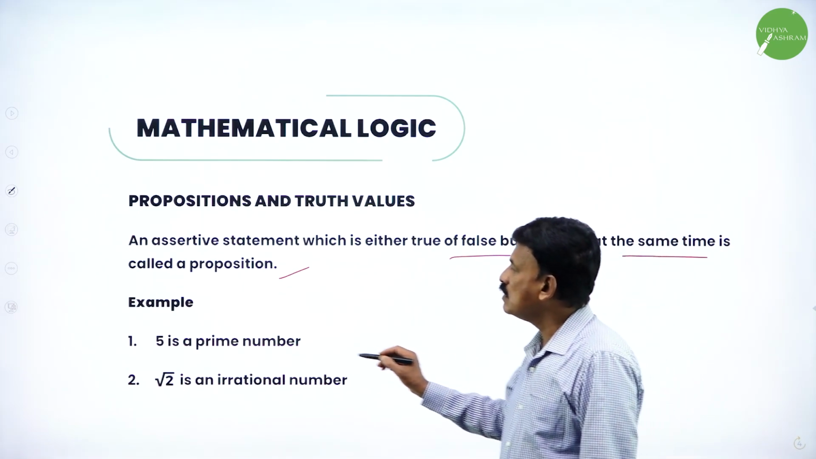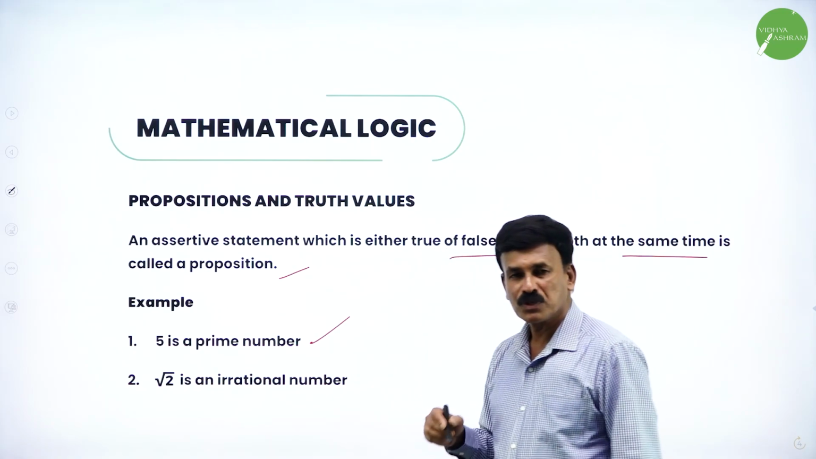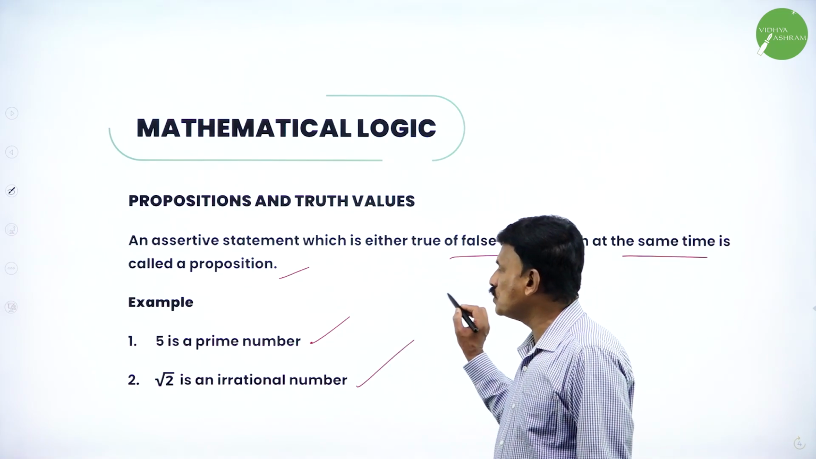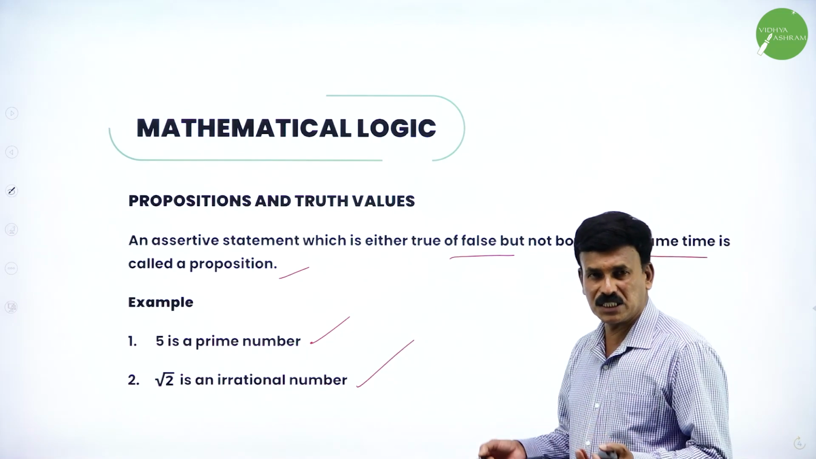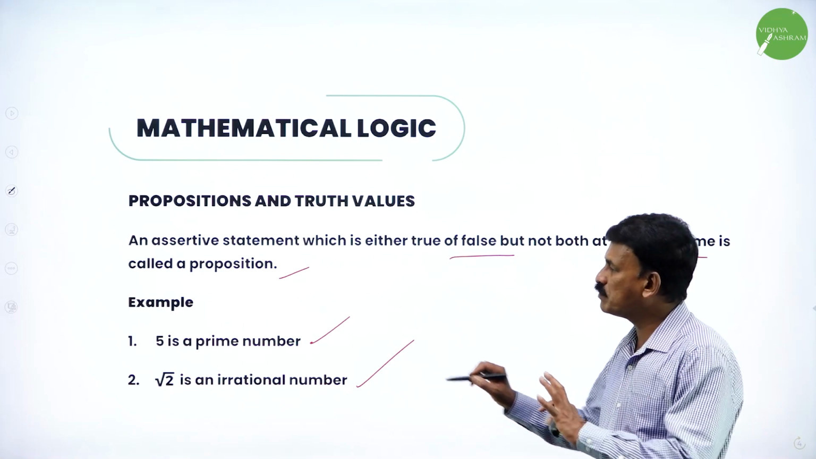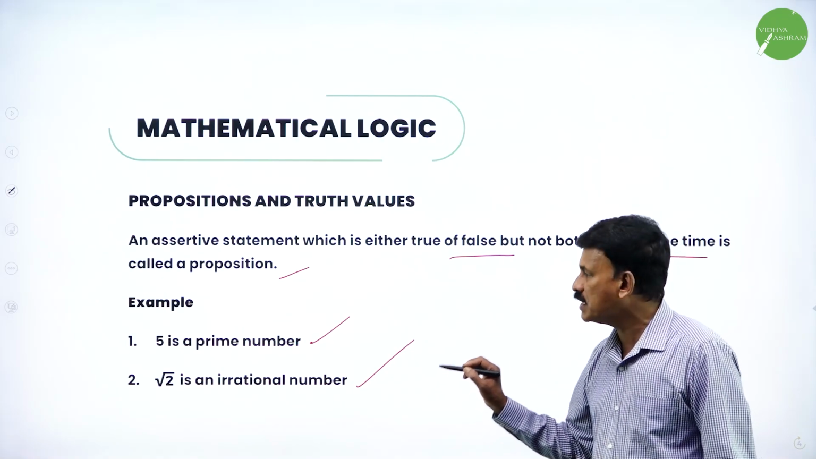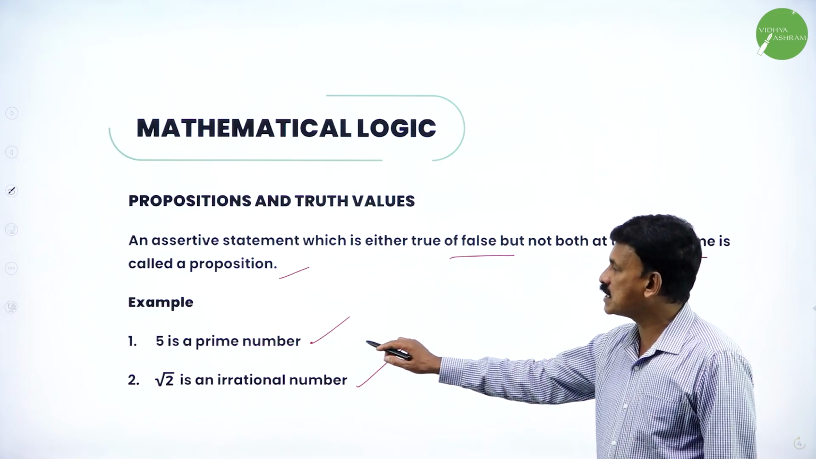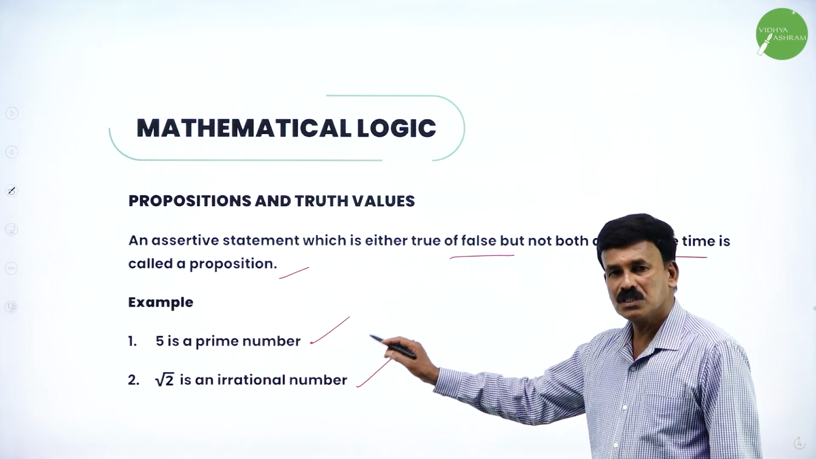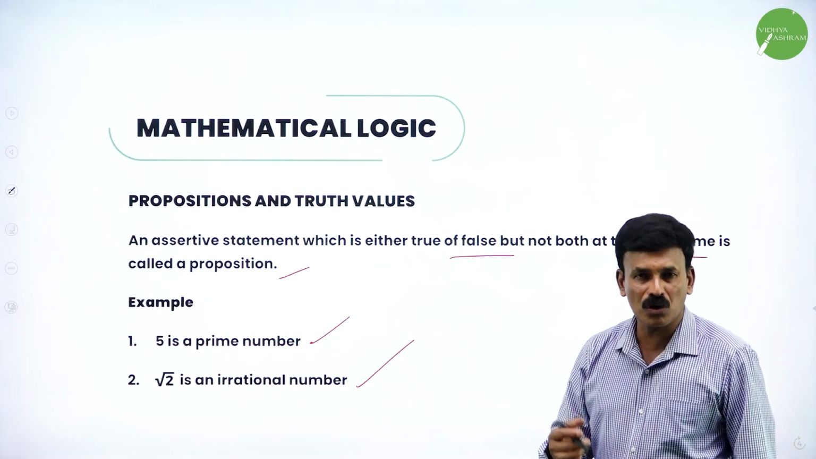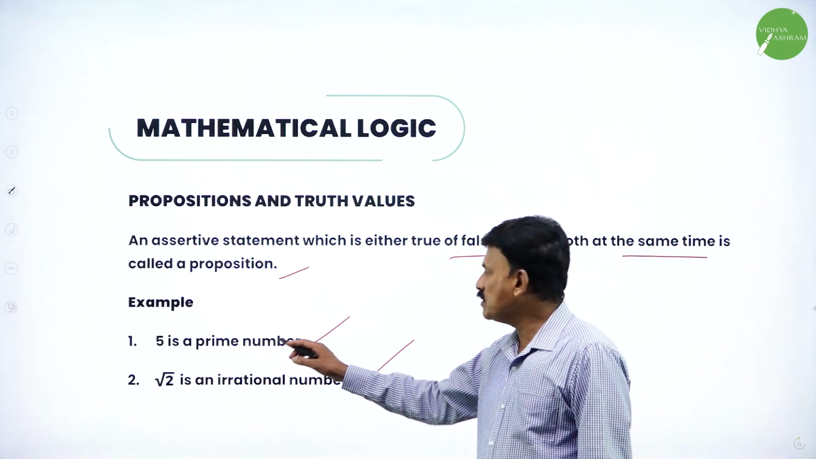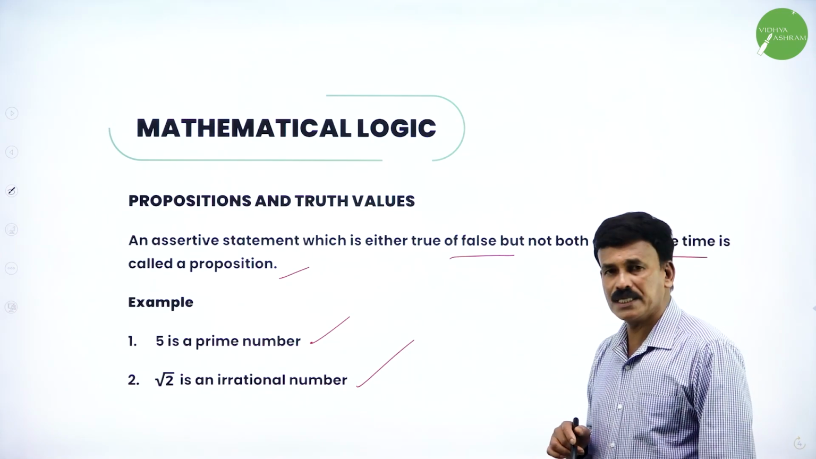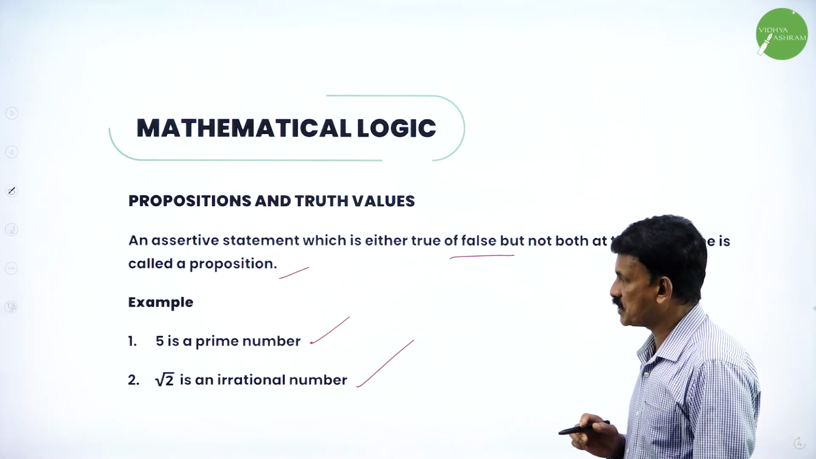For example, 5 is a prime number. Either it may be true or false, this is a statement. Similarly, root 2 is an irrational number. Either it may be true or false, whatever it may be, this is an example of a statement, that is called a proposition. A proposition is nothing but a statement which in the given context may be true or false. So 5 is a prime number and root 2 is an irrational number are examples of a proposition.